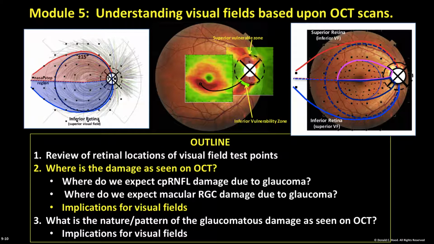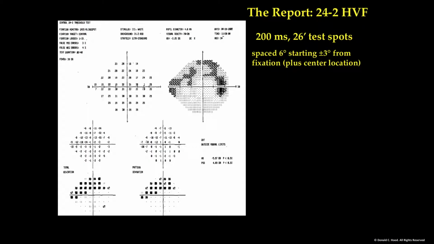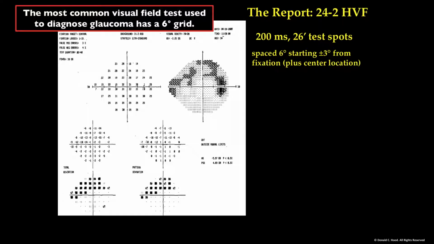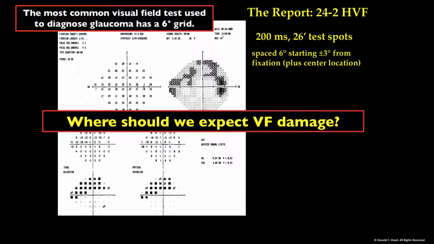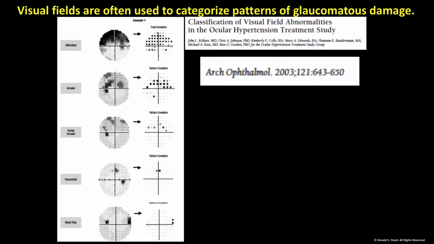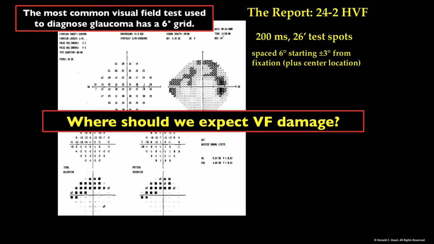All right, so what's the implications for visual fields? Well, here's the 24-2 again. And again, I want to remind you, it's the most common visual field test used to diagnose glaucoma. It's got a 6-degree grid. So where should we expect visual field damage on this?